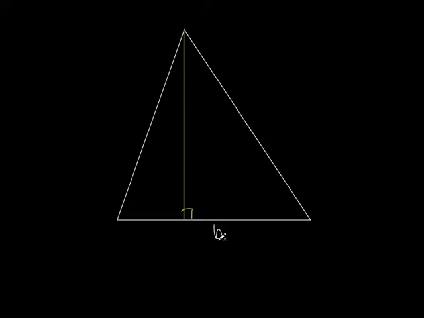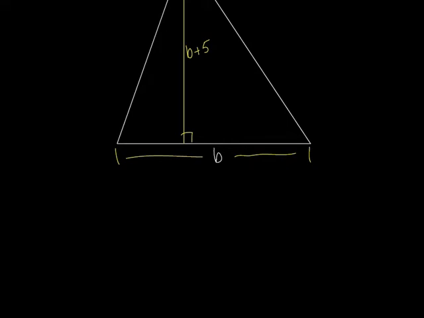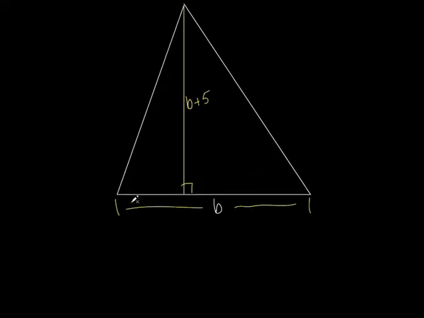Now, it says the height is 5 more than the base. So do I just say, okay, the base is 2 and the height is 7? Is that what I want to do? No, I put the base plus 5, right? Because it says the height is 5 more than the base. So if I called the base b, then the height has got to be b plus 5. Make sense?